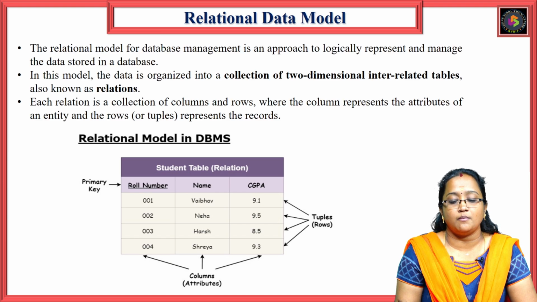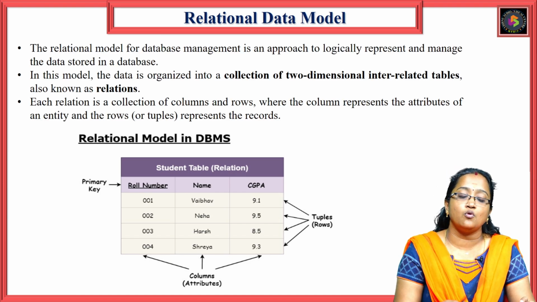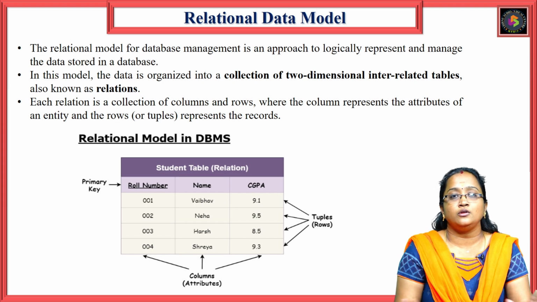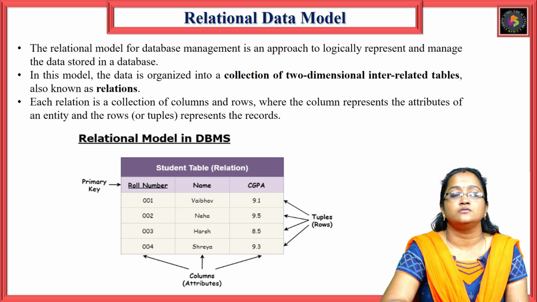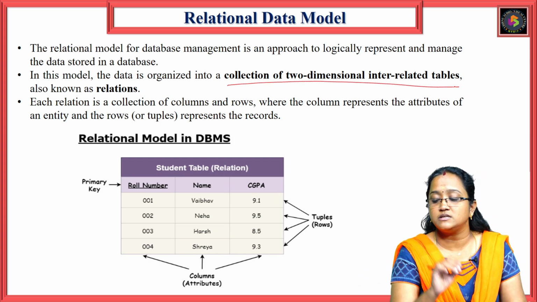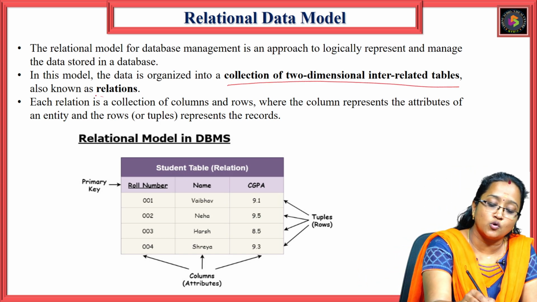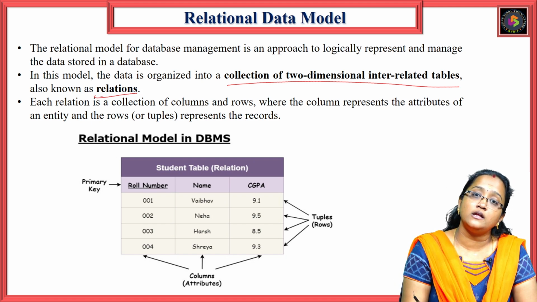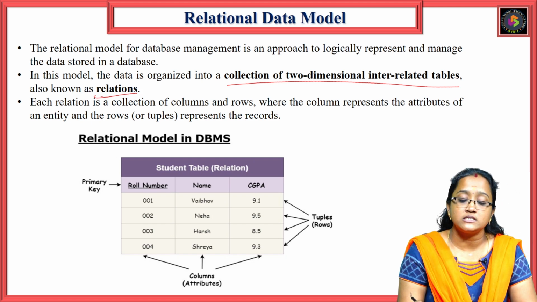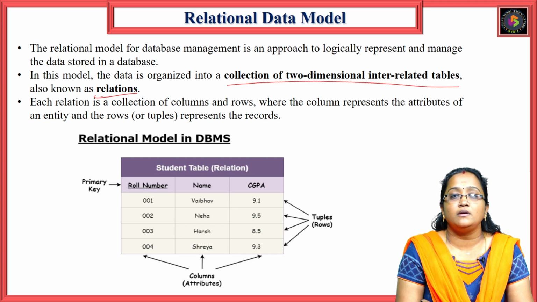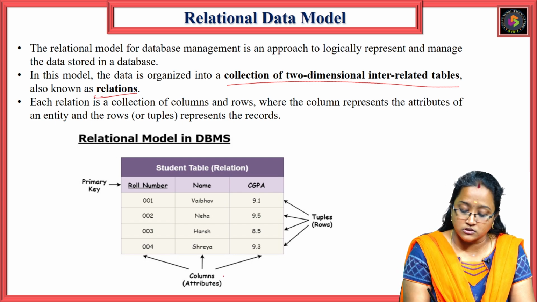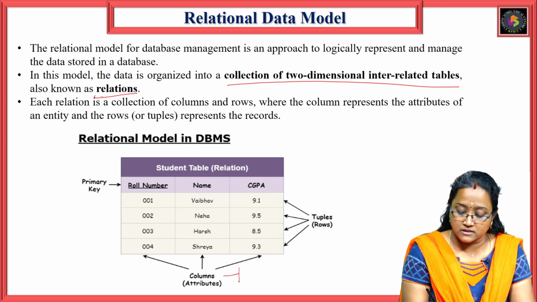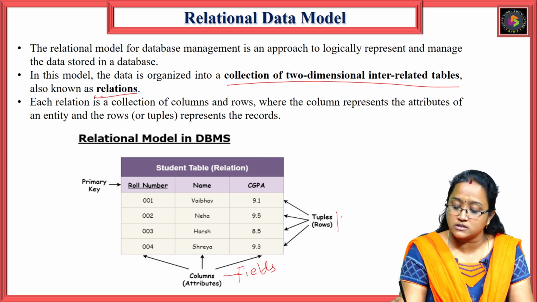Next, the relational data model. This is the most widely used data model now. It is a collection of 2-dimensional interrelated tables known as relations. Relations are also called tables. In a table we consider tuples and columns. Columns are called attributes or fields. Tuples are called rows or records.